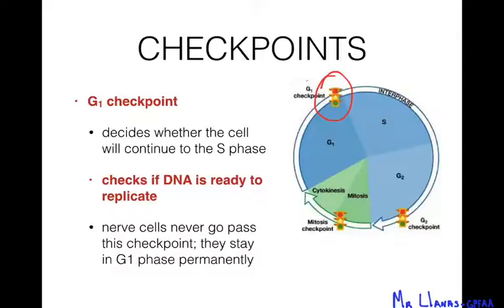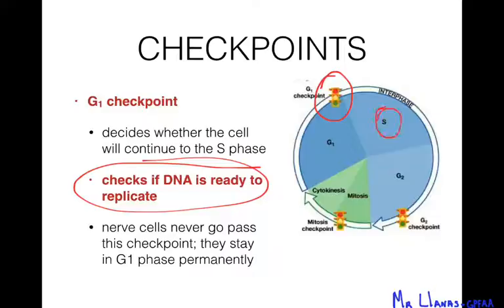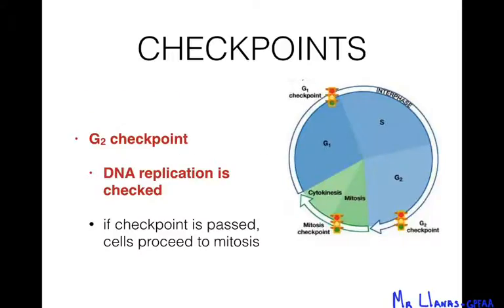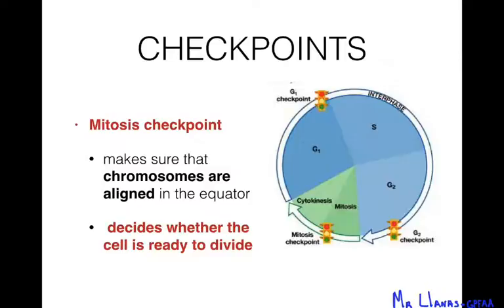The G1 checkpoint, of course, is in the G1 phase, but what it does is it checks that the DNA is ready to replicate. Remember, in the S phase is where the DNA replicates, so before it gets there, it needs to be checked. So the G1 checkpoint checks that it's ready to replicate. If it goes through the G1 checkpoint, then it goes to the S phase, DNA replicates, and then once it gets to the G2 phase, the G2 checkpoint checks to make sure that the DNA was replicated correctly. So these 2 checkpoints are very important. One checks to make sure that the DNA is ready to replicate. The other one checks that the DNA was replicated correctly.